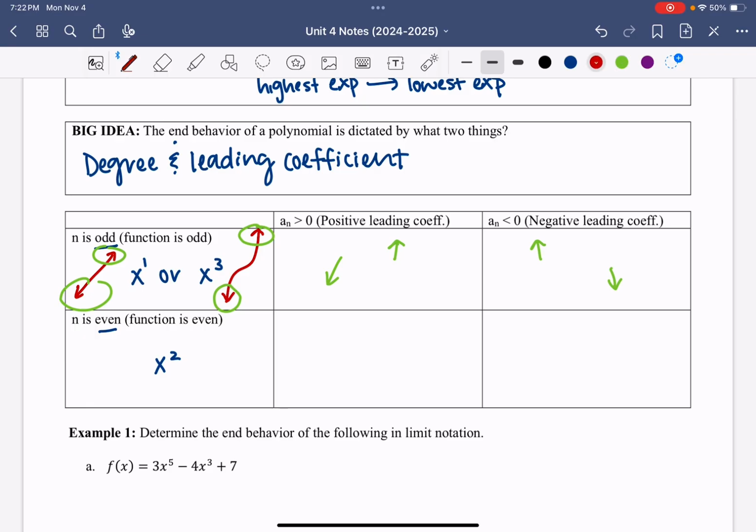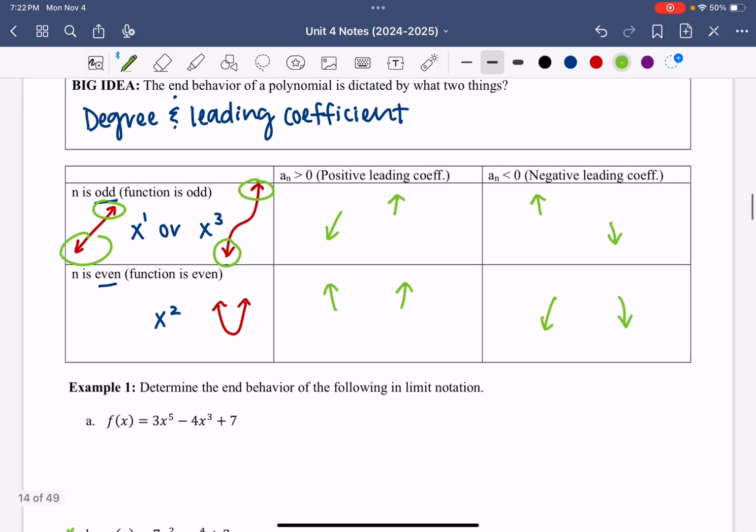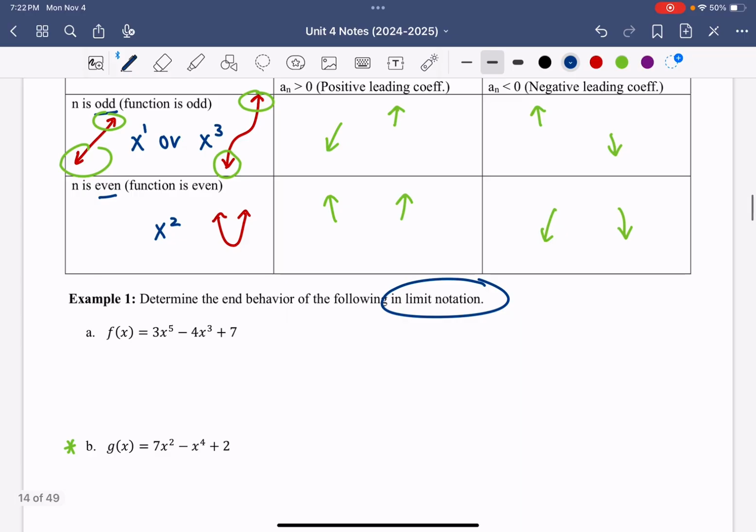Okay, for x squared, or an even function, I know that looks like a parabola. I know that when the leading coefficient is positive, both sides point up, and when that leading coefficient is negative, we point down. Okay, so the important thing that we need to know about when we describe end behavior in this class is we're going to talk about it in terms of limit notation. So looking at that first example, for instance, we have f of x is equal to 3x to the 5th minus 4x cubed plus 7.